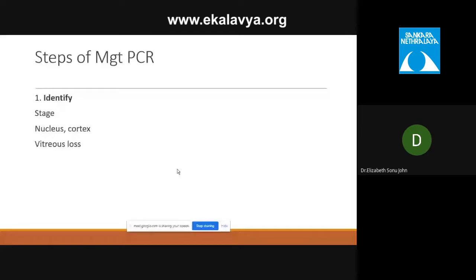Now, steps of management of PCR. Now, you have recognized that there's a PCR, and you know how to see that there's a PCR at each stage we saw. Now, it is how to manage once a PCR occurs. So, the first thing is to identify at what stage it occurred. Is it during nucleus delivery, cortical wash, or IOL insertion? And whether there is a vitreous loss or no vitreous loss.